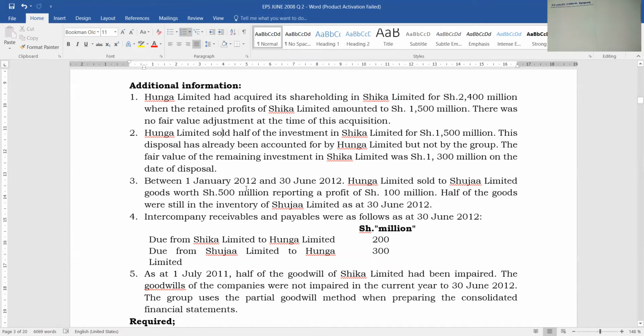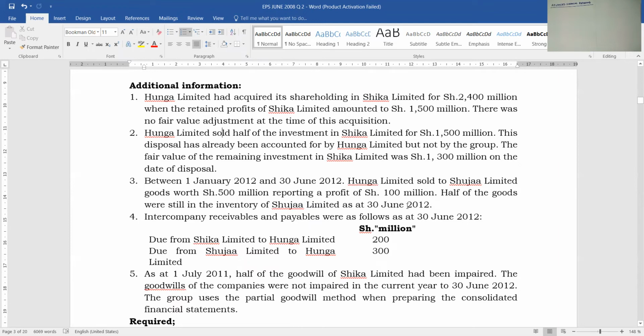So in this scenario, it was concerning intergroup sales of goods by Unga to Shujaa for 500, of which when Unga sold, he reported a profit of 100. But they're saying that half of the goods were still in the inventory of Shujaa as at 30th June 2012. Which means that there is a profit which Shujaa never realized because he never resold all of the goods he received from Unga.